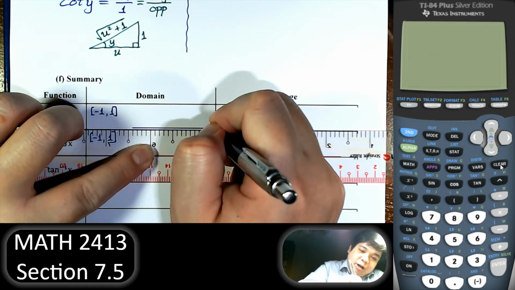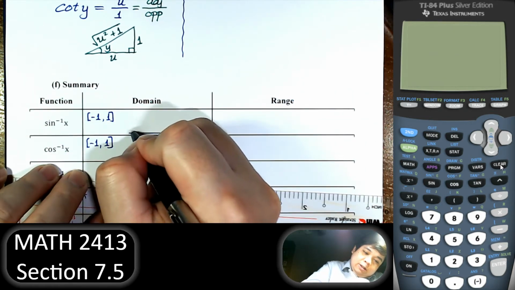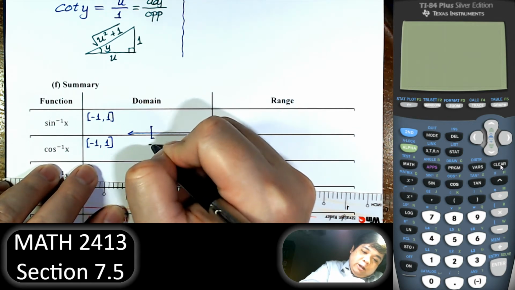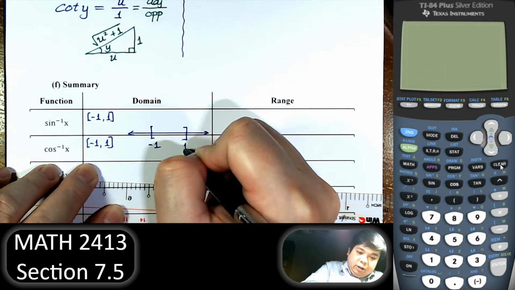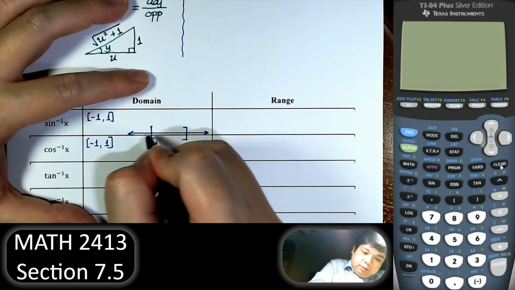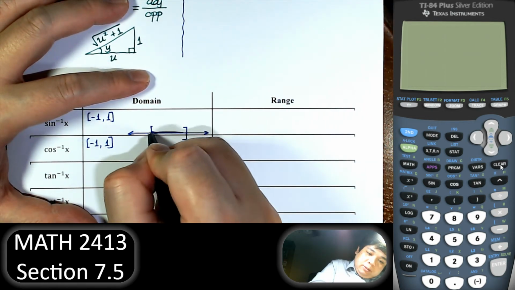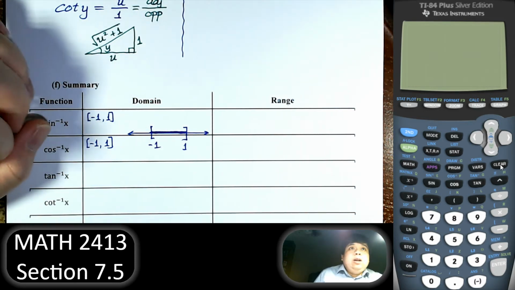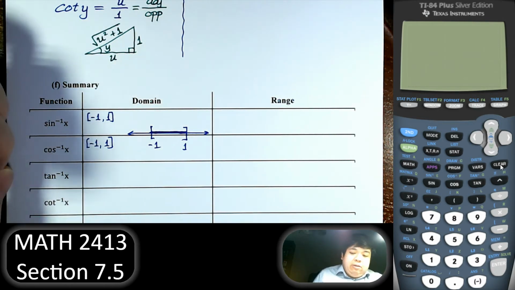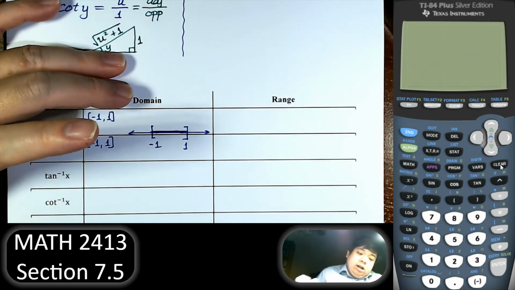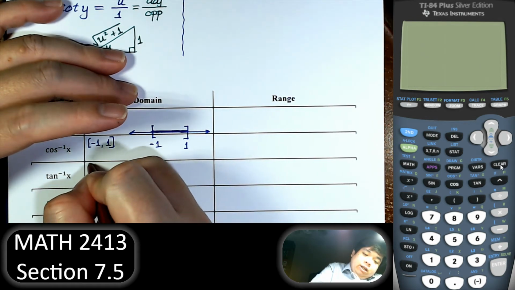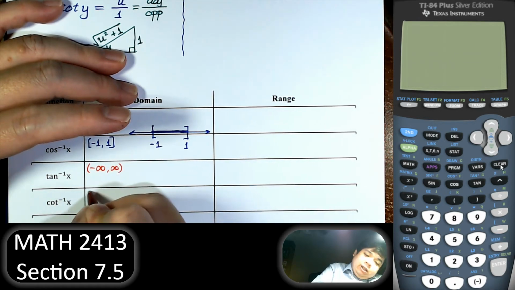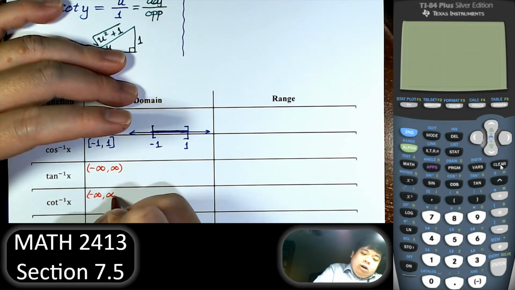So if we draw the number line, it will be between -1 and 1. Tangent inverse and cotangent inverse, it will be negative infinity to infinity. So the whole number line.